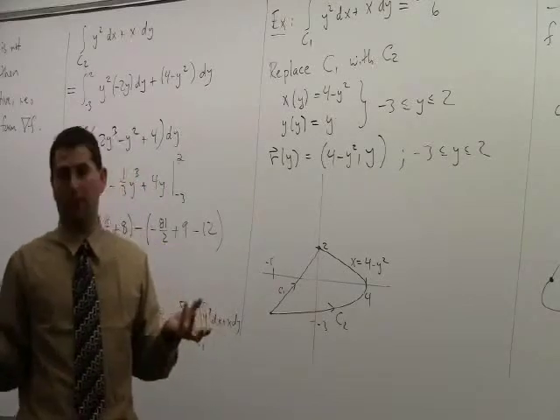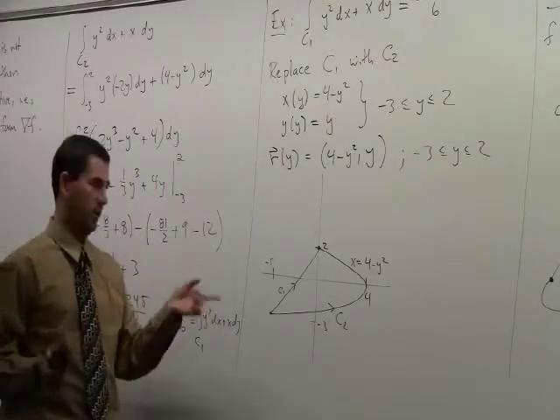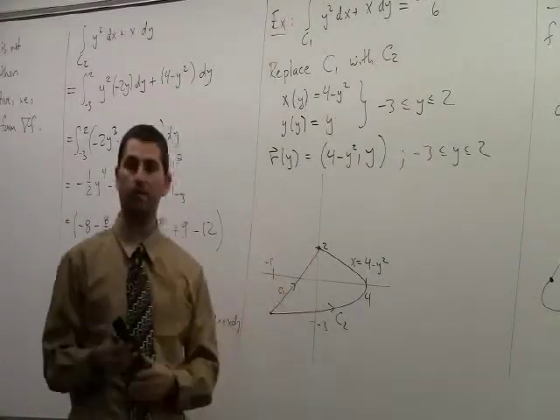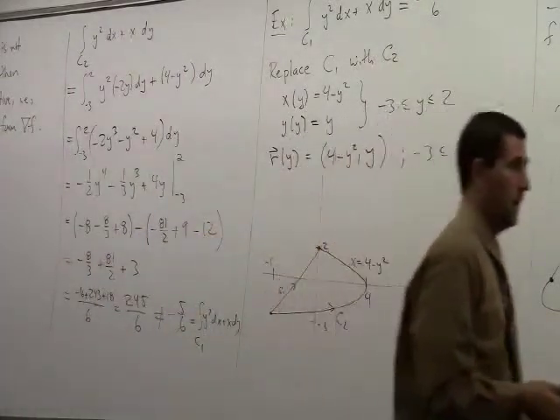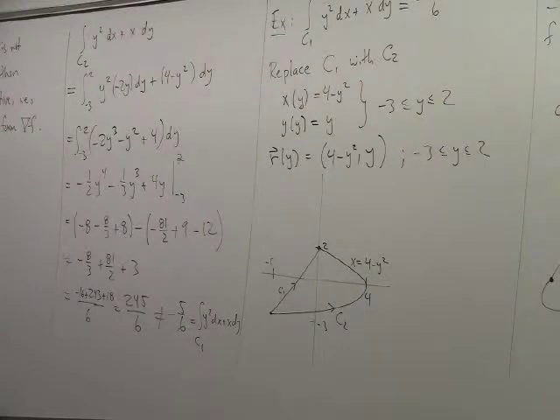That's why conservative vector fields are so nice. All you have to do is know what the endpoints are. That's why we're interested in them. But as we saw, a lot of these good vector fields that show up in physics, like the gravitational field, electric field, these things are conservative vector fields. So they will be path independent.